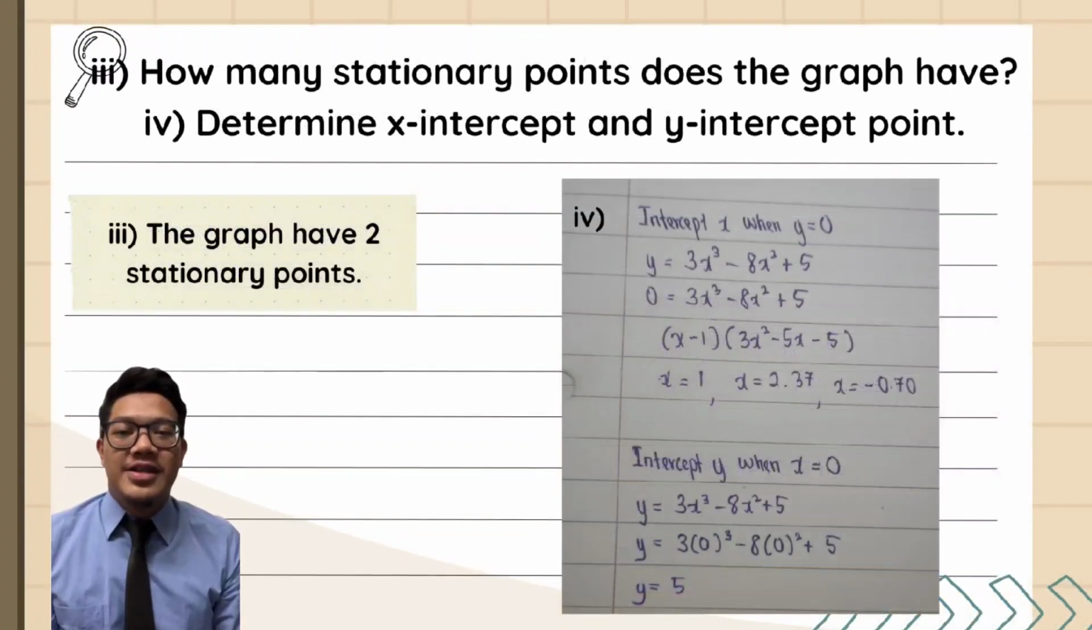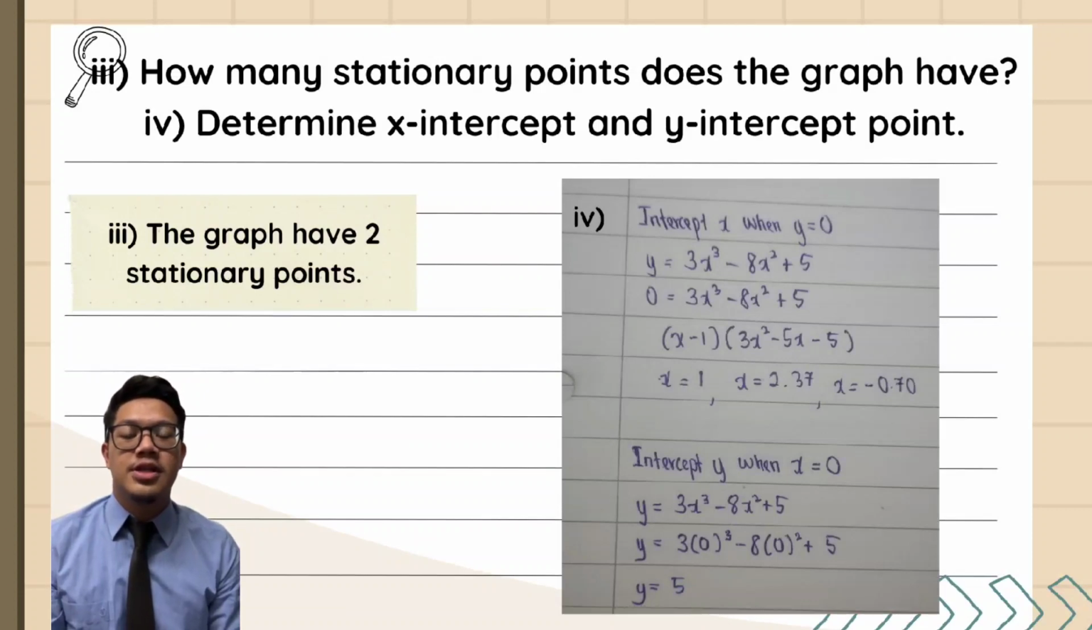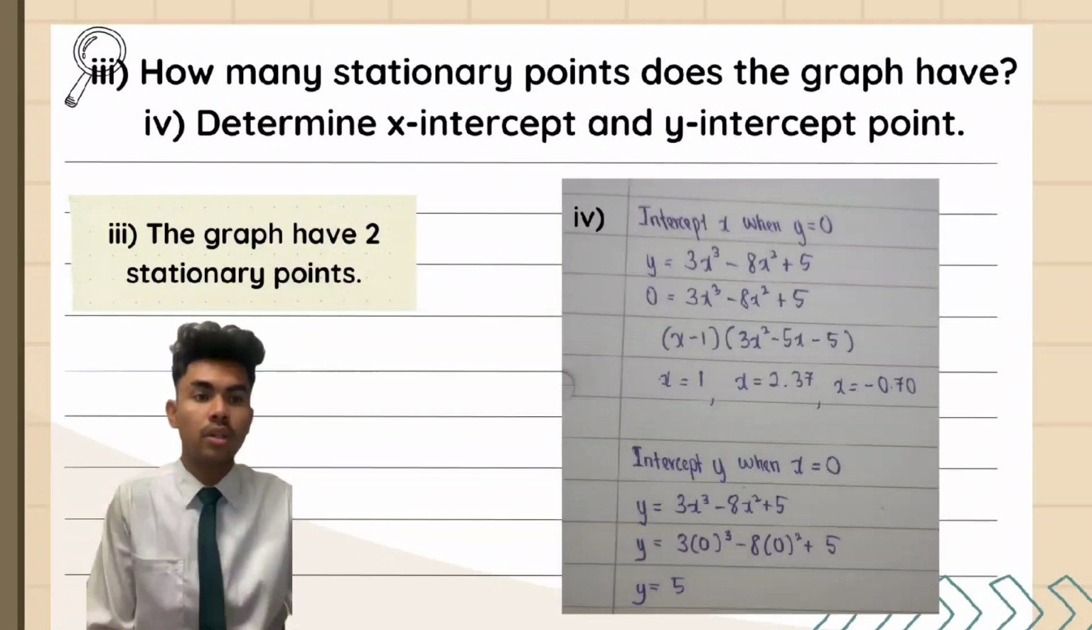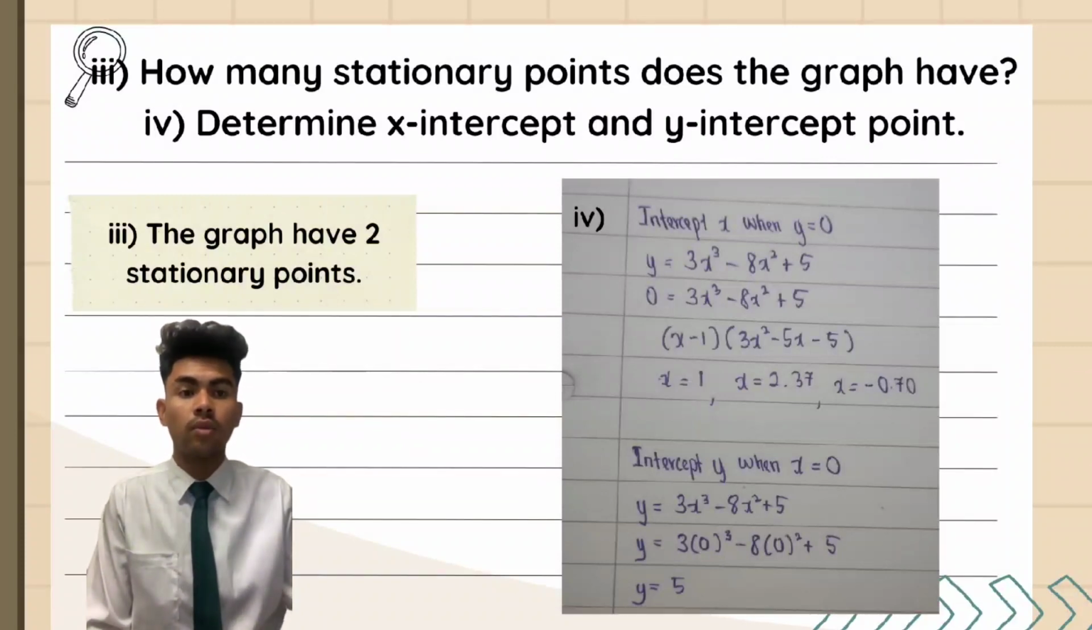Next question is how many stationary points does the graph have? As we got the answer for the previous question, we have 2 stationary points. Okay. Next question is we need to find the x-intercept and y-intercept point. When we need to find the value of x-intercept, we need to use y equals to 0. So we solve the equation for y equal to 0. We get the x-intercept is 1.2, 4 and negative 0.7. For y-intercept, we need to use x equal to 0. So we replace the x with 0 and we get the y-intercept is 5.